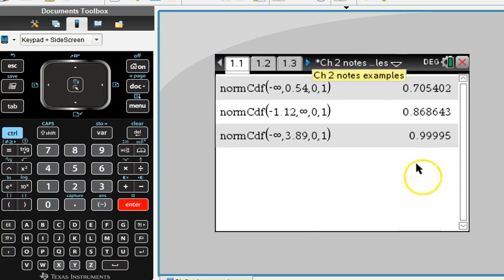0.99995, which is 0.00005. Wait a second, did I go the wrong way? I went the wrong way. Never mind, my mistake. That was wrong. I want to go the other direction.